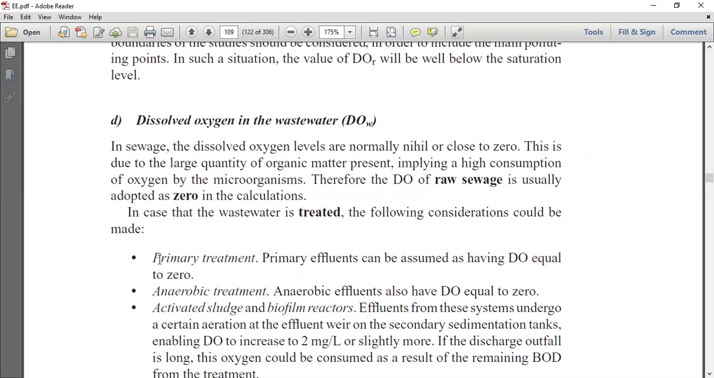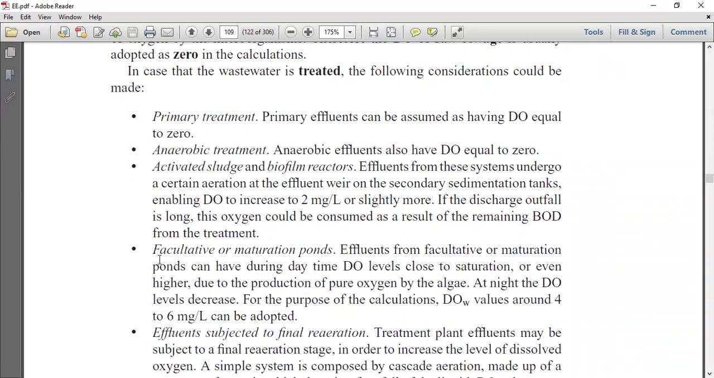Effluent from this system undergoes a certain aeration at the effluent layer on the secondary sedimentation tank, enabling DO to increase to 2 mg per liter or slightly more. If the discharge outflow is long, the oxygen could be consumed as a result of the remaining BOD from the treatment.